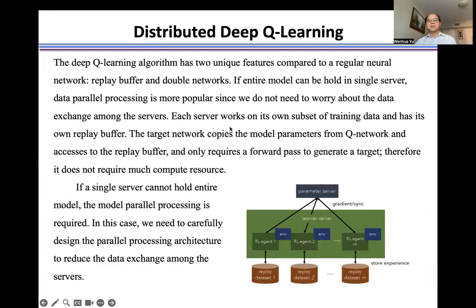For distributed deep learning, Q-learning uses a regular neural network to search for the optimal policy. Distributed deep Q-learning has two differences from the regular network. When we handle the distributed deep Q-learning method, we have to consider two things. One is the replay buffer. Replay buffer means that in each simulation, we have to store or save the result in the local server.